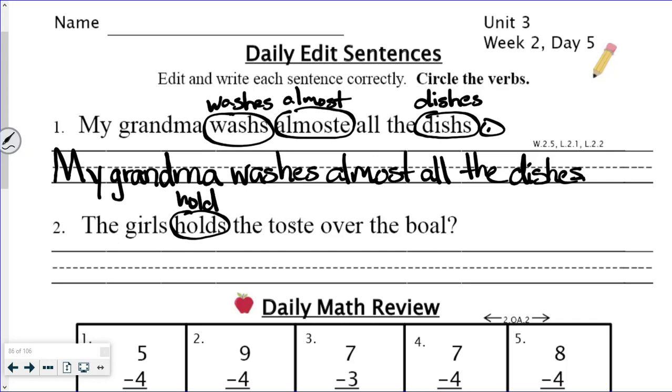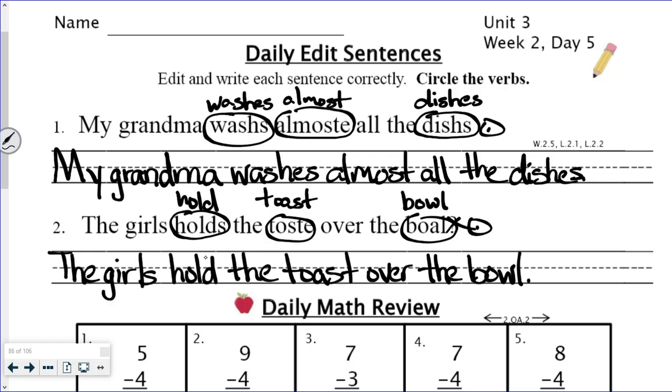The girls hold the toast is spelled incorrectly. It's OA for the long O sound. So T-O-A-S-T. Over the bowl. Bowl is spelled B-O-W-L, right? The O-W is making the long O sound. And there's no question mark. It should be a period, because it's telling us what the girls are doing. Alright, so I'm going to rewrite number 2 nice and neat.